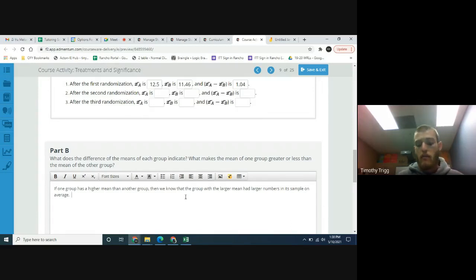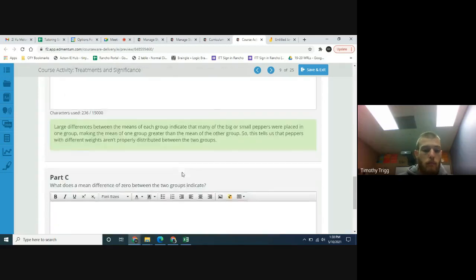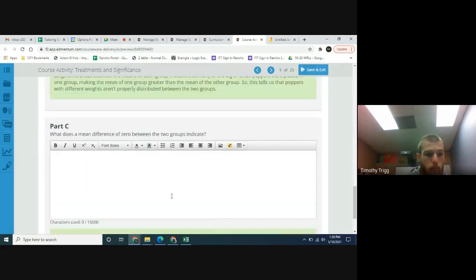The difference between the means indicates that there's a difference between the samples. Basically, there will always be a difference between the samples, even if the samples were taken from the same population, because the two samples will not be identical.